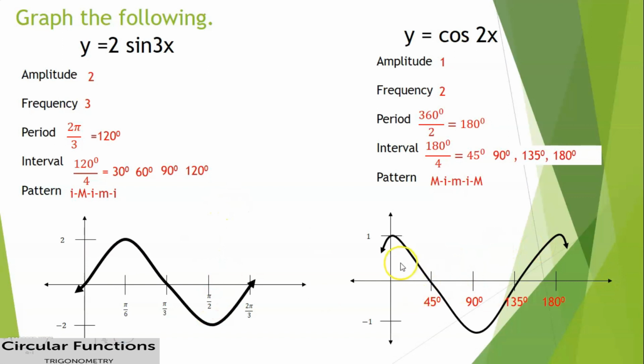Now take note, for the domain of graph number 2, it is infinite, so you can extend infinitely to the left and to the right, while the range will start from negative 1 until 1. While for graph number 1, the range here is negative 2 until positive 2, and the domain is still infinite.